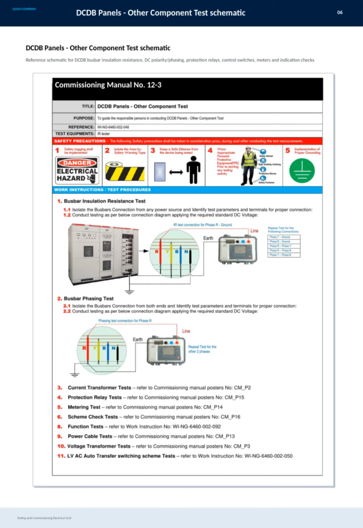Here we have the reference schematic for DCDB panels illustrating various component tests. This includes checks for busbar insulation resistance, DC polarity and phasing, as well as testing protection relays, control switches, meters, and indication systems. These steps are crucial to ensure the electrical grid is safely commissioned and operating correctly. This schematic serves as a comprehensive guide during the testing and commissioning phase, as detailed in Commissioning Manual number 12-3.